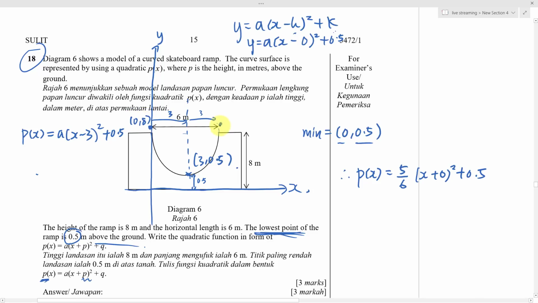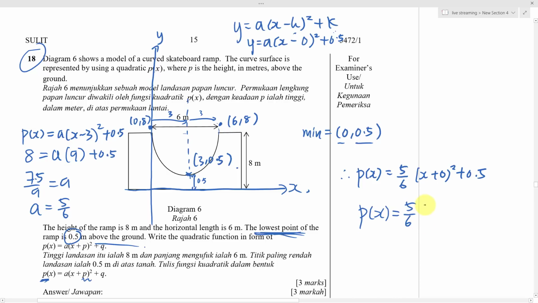0,8. Or you prefer to use another coordinate, 6,8. Yeah, either coordinate will help you to find it. Let's say I do 0,8. So I will sub the 8 into the p here and 0 into my a here, so I get 9 plus 0.5. Then same thing, I get 7.5 over 9 equals to my A, right? Then my A is 5 over 6 also. So my P(x) here is 5 over 6 (x minus 3) squared plus 0.5.